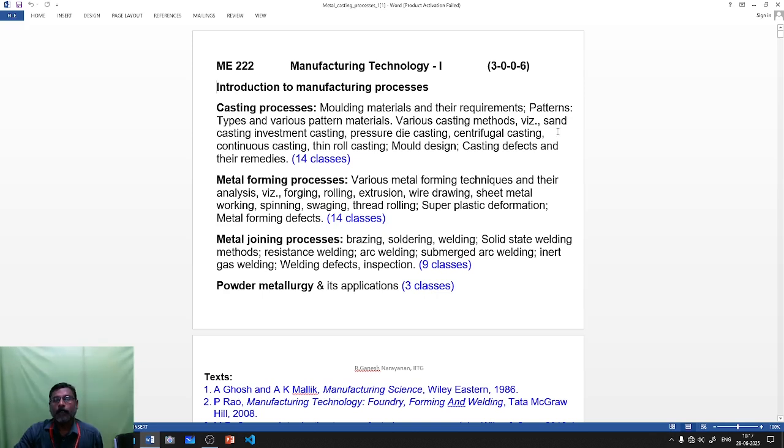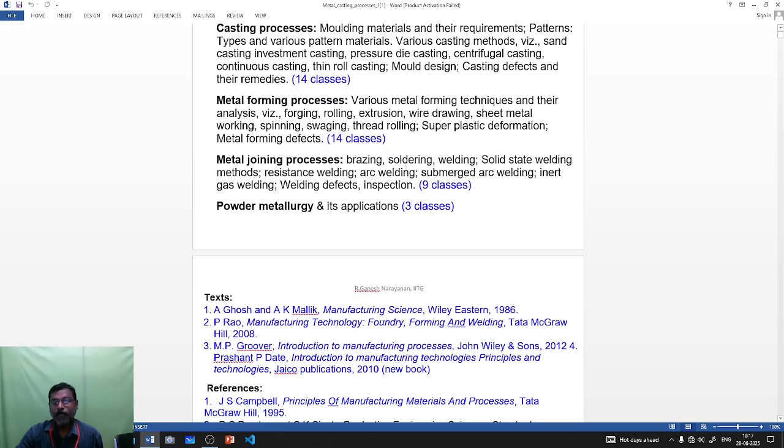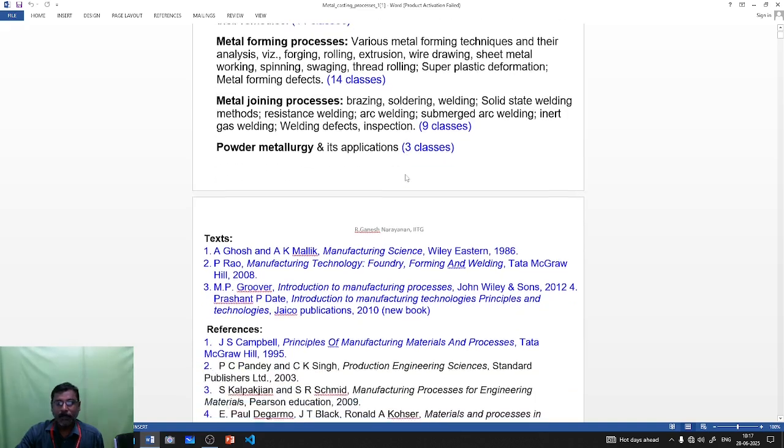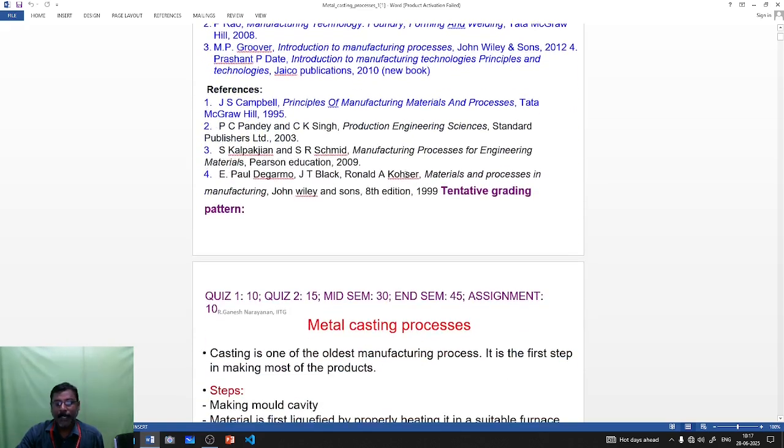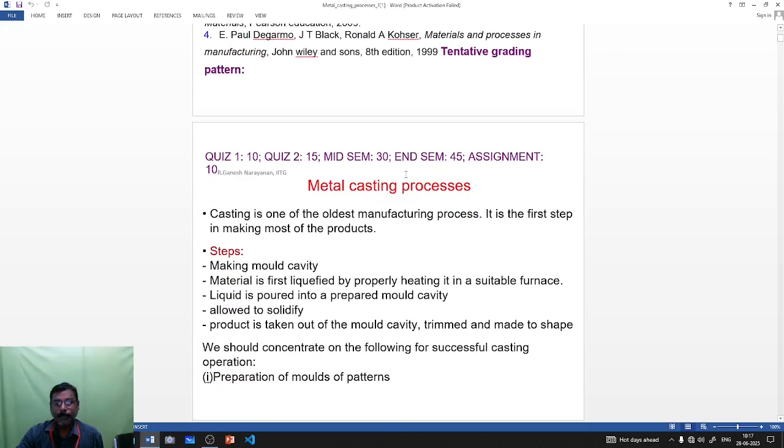Good morning to all. Now we have discussed manufacturing technology and the metal casting process. What is the usage of the metal casting process? It is a manufacturing technology mostly used in industries. So we have discussed the metal casting process.